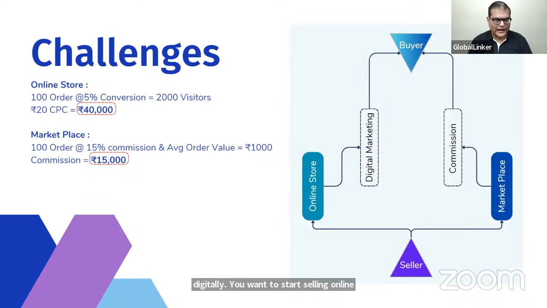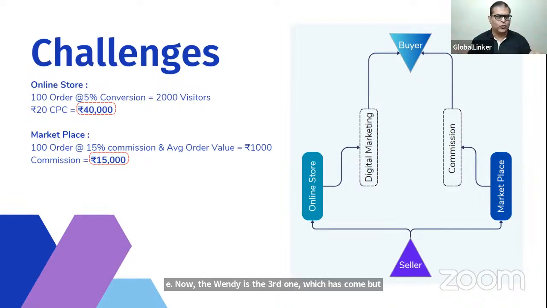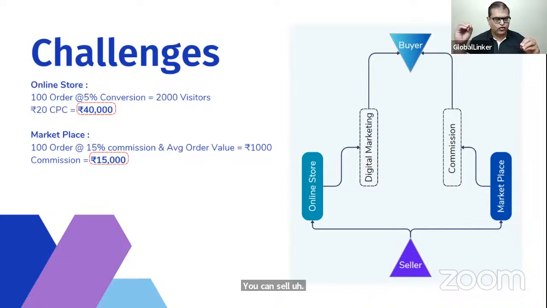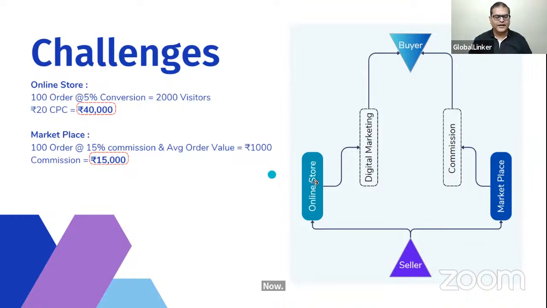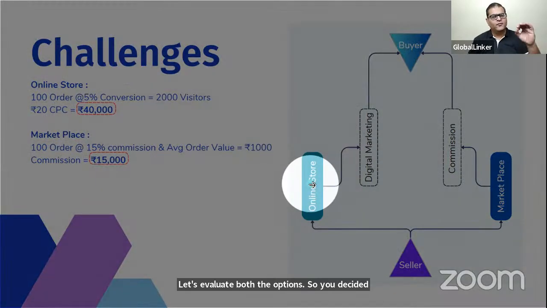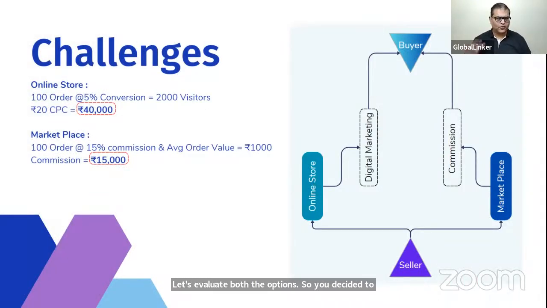If you have to do online selling, then there are broadly two options which are available. Now, ONDC is the third one which has come, but broadly, there are two methods that you can consider, right? You want to sell online, what can you do? You can sell on your own website, your own e-commerce store, or you can sell on a marketplace, right? These are the two options which are available. Now, let's evaluate both the options. So you decided to create your own online store, your own website, and on that website, you wanted to sell online.